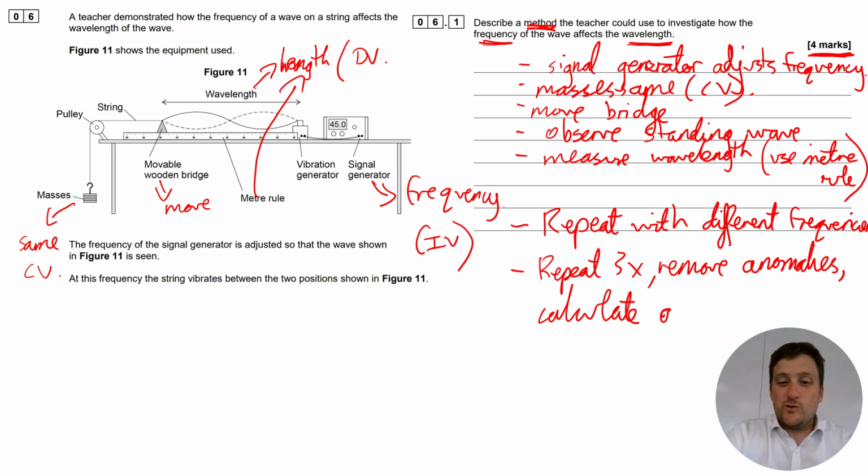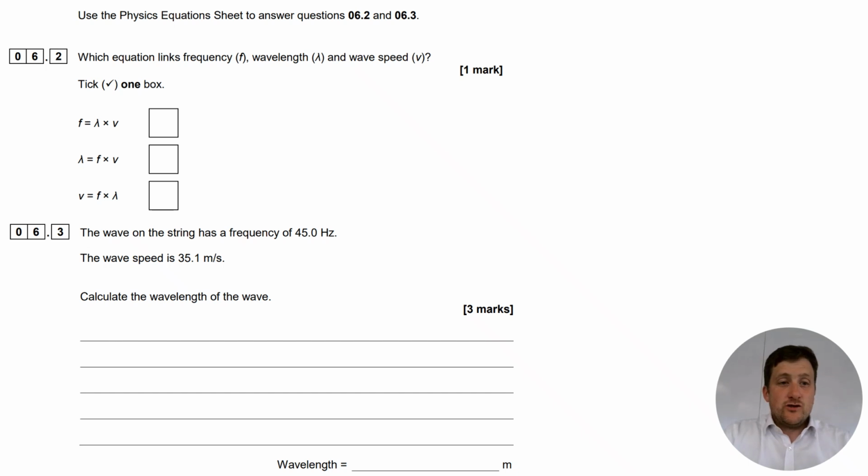Okay, always include that every single time. It's good practice. Use our physics equation sheet. Again, you've got your physics equation sheet. You should be able to do this correctly: wave speed is frequency times wavelength. We are then using it again.